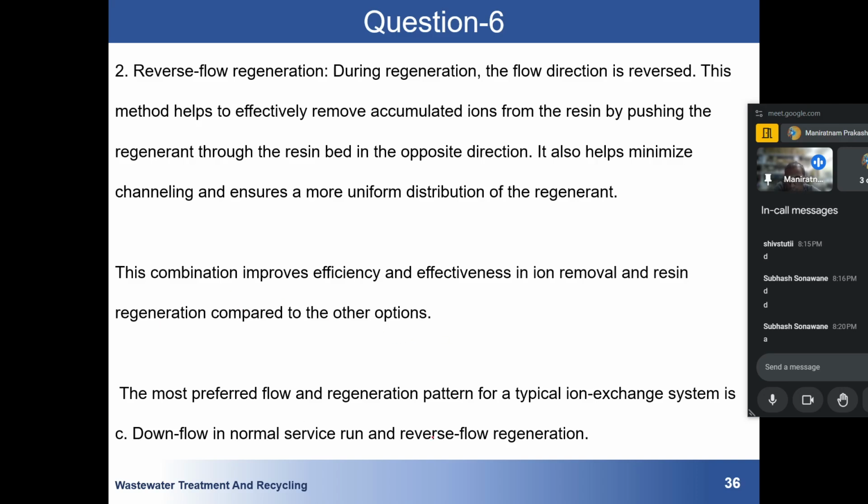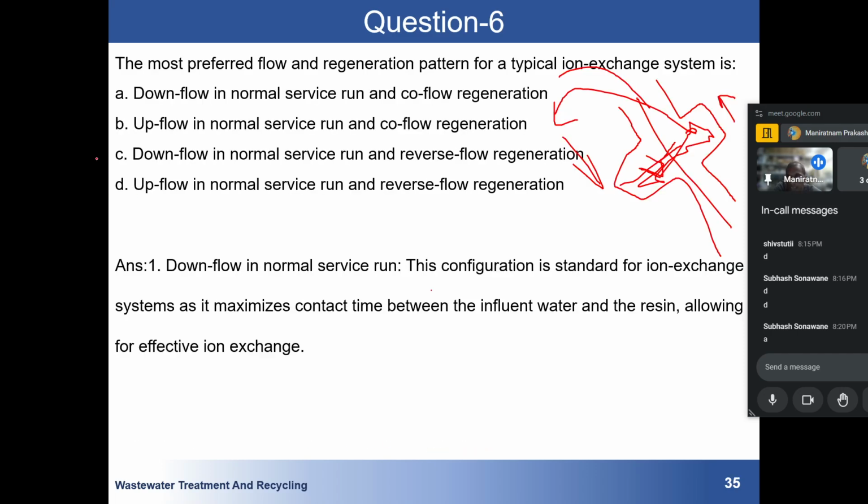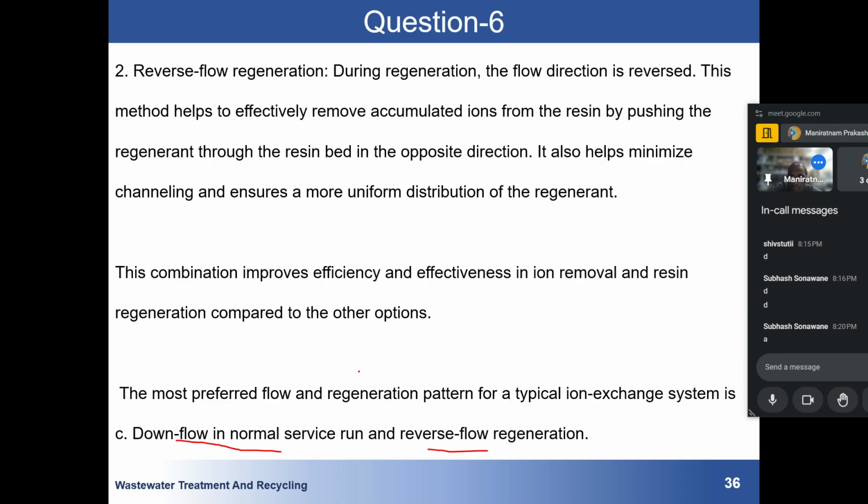The most preferred flow and regeneration pattern for typical ion exchange is C: downward flow in normal service, and reverse flow regeneration. The correct answer for this question was C. I hope you have understood this.